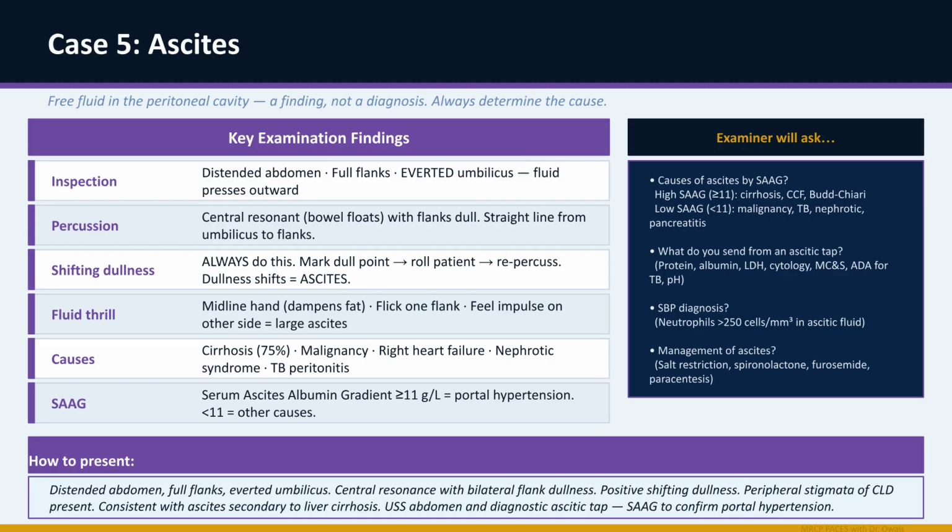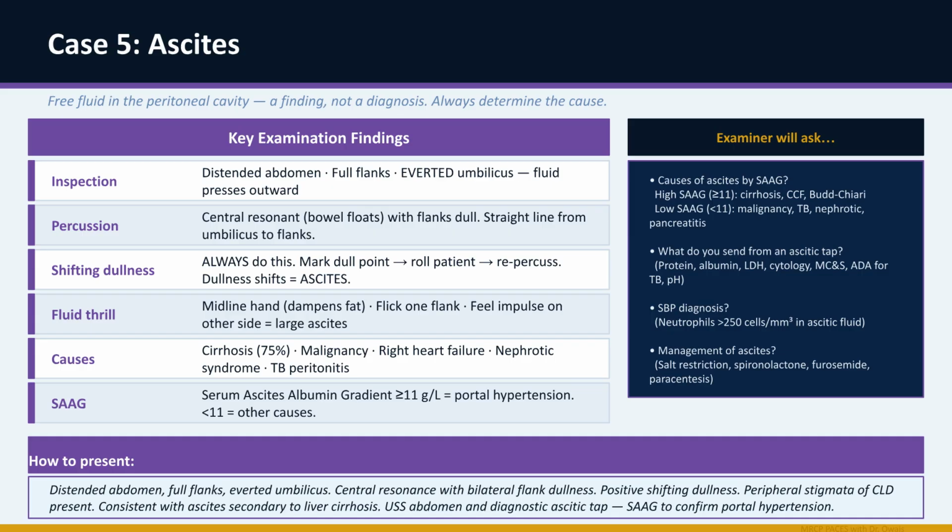Also look for peripheral stigmata of liver disease: spider naevi, palmar erythema, leukonychia, Dupuytren's, if the cause is cirrhosis. Signs of malignancy: cachexia, lymphadenopathy, a palpable mass. Also ankle edema and hypoalbuminemia, from liver disease or nephrotic syndrome.